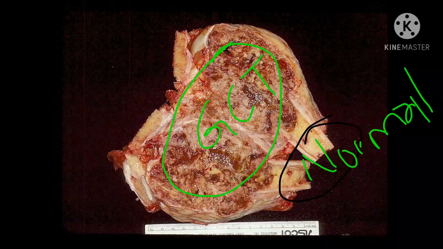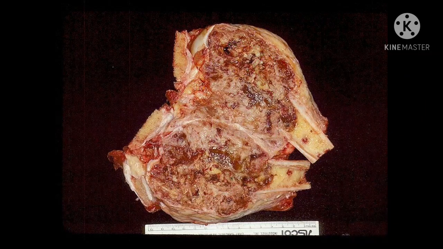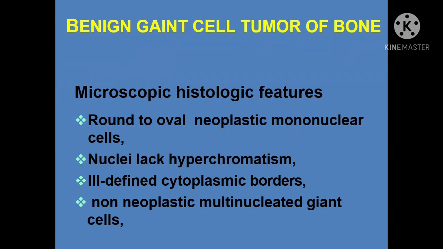Next, coming to microscopy. As it is a practical slide, you have to understand what you have to see in the slide. Just remember two things here. One component will be the neoplastic component. Round to oval neoplastic mononuclear cells will be there in the slide, which lack hyperchromasia. I think you can recollect from your neoplasia chapter that malignancy will have hyperchromasia, not the benign tumor. So the nuclei here are not hyperchromatic. There will be ill-defined cytoplasmic borders around these cells. I'll show you again in the picture also.